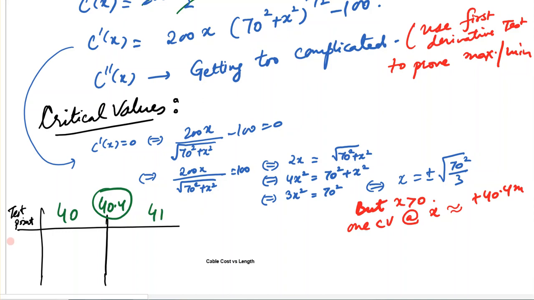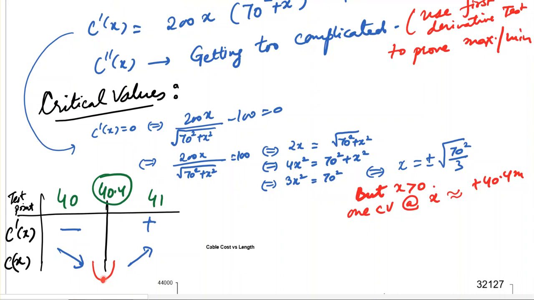Then I decide what happens to the sign of the first derivative and what is the behavior of the function at those points. When I plug the value 40 into my first derivative, I see that my first derivative is negative, so the function is decreasing. When we put 41 in our first derivative, it's positive, so the function is increasing. So we notice that the function's behavior is something like this. So it means the critical point is the point of minima.